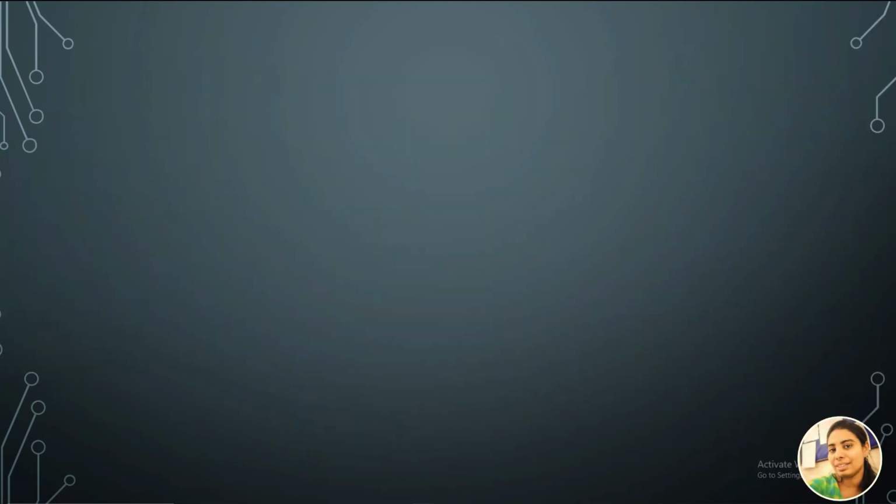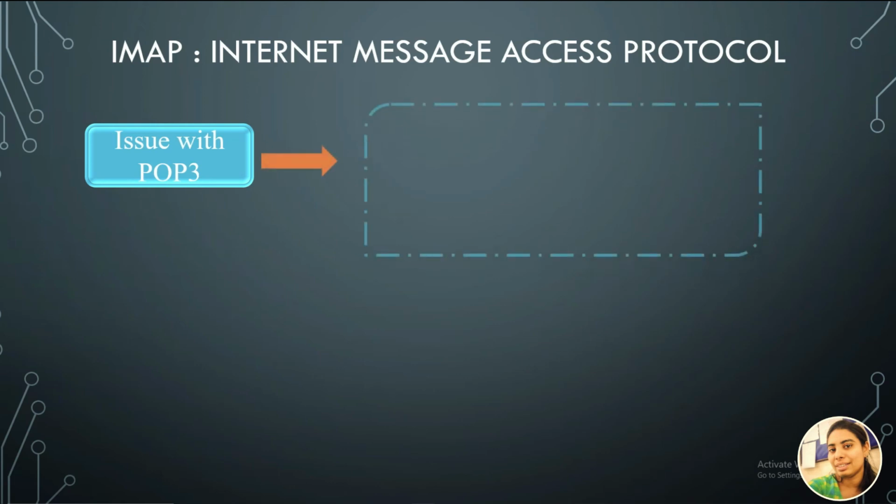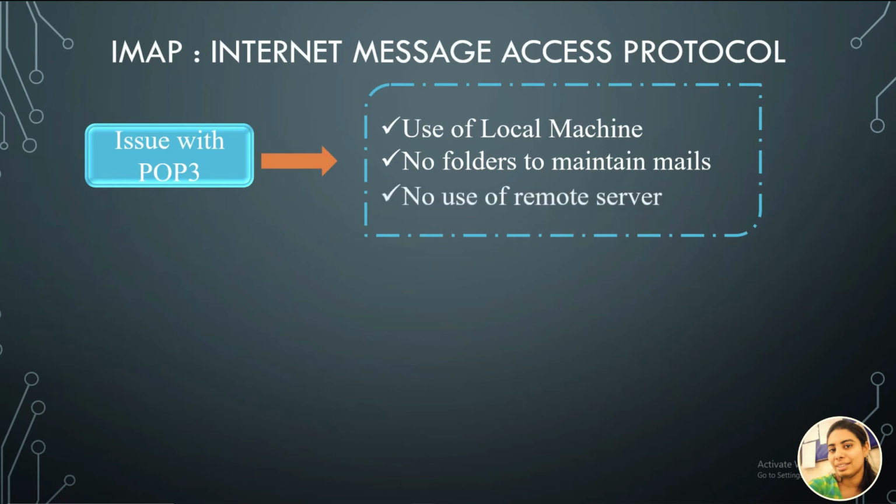The next protocol which is used in the mail system is IMAP, which stands for Internet Message Access Protocol. As we learned, POP3 is used to access the mail, but the mechanism used by POP3 makes use of the local machine. Because of that, the user cannot access his mail from anywhere, anytime. Also, it does not provide any functionality to maintain mails in different folders. So, to overcome such problems, IMAP is used.